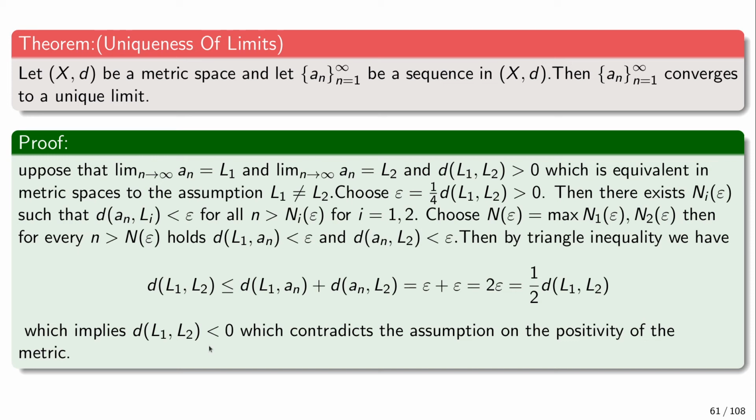It contradicts the assumption that the metric is non-negative. Of course, even if it was equality here, if it was smaller than or equal, then the distance between L1 and L2 being smaller or equal to 0 implies that this distance has to be equal to 0, which means that L1 and L2 are the same element in the metric space, contradicting the assumption that the distance was positive. So that's a contradiction. This means that sequences in metric spaces have to converge to a unique limit.